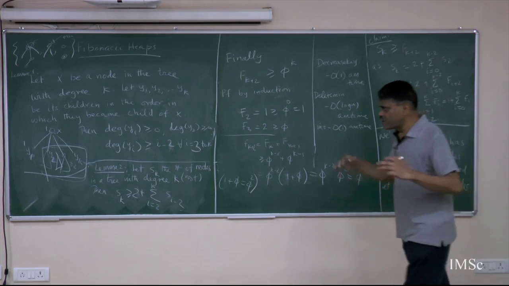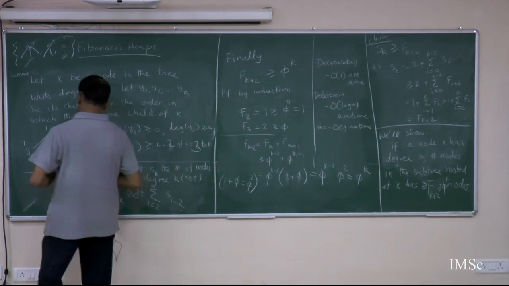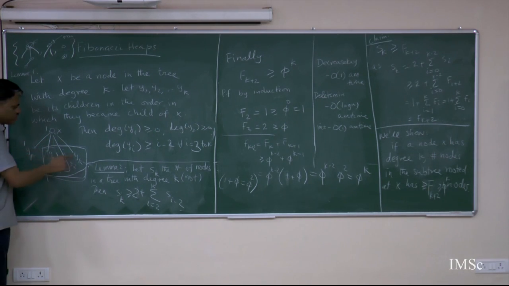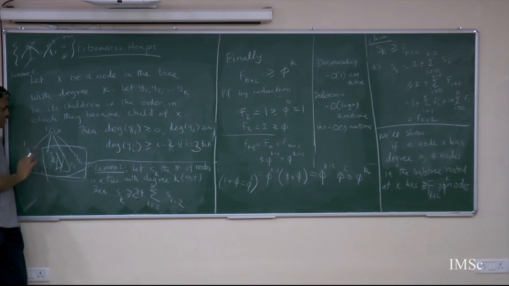No, we are looking at a snapshot of the tree at any point, and this is the tree, right? Now we look at them in the order in which they became a child of, attached to x, right? So if you look at y_i, at that time, not now, at that time when it was attached to x, its degree must have been at least i minus 1, because the consolidate operation will merge things only if the degrees are the same.